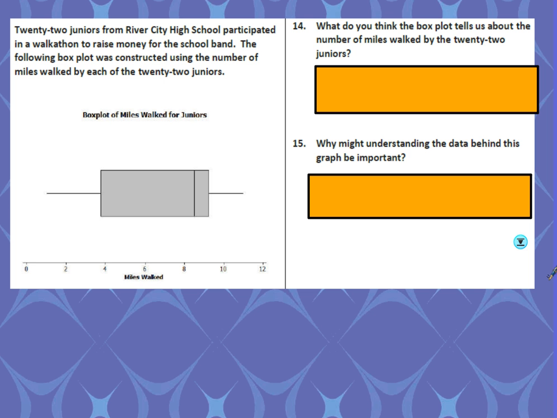Okay, last box and whisker, then we're going to call it a day. Here we go. 22 juniors from River City High School participated in a walkathon to raise money for the school band. The following box plot was constructed using the number of miles walked by each of the 22 juniors. First question, who are we on? Grace, what do you think the box plot tells us about the number of miles walked by the 22 juniors?